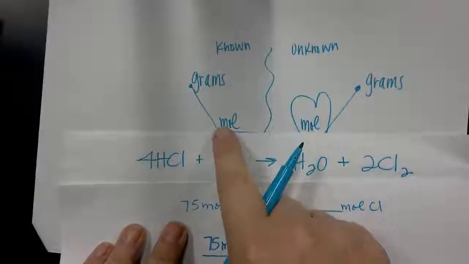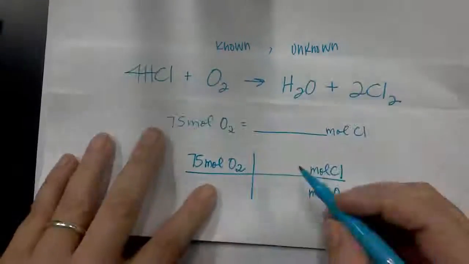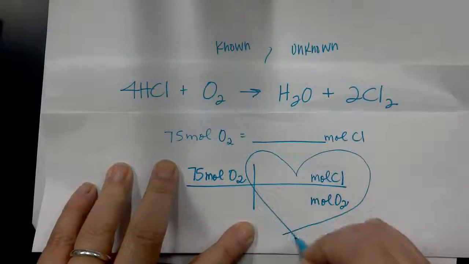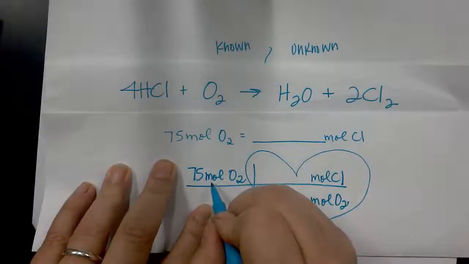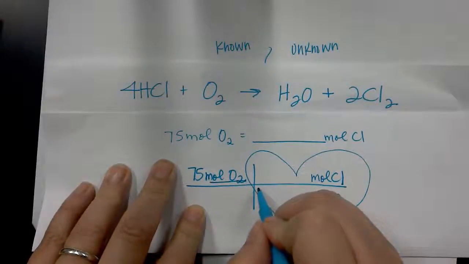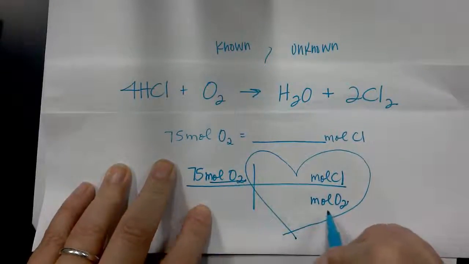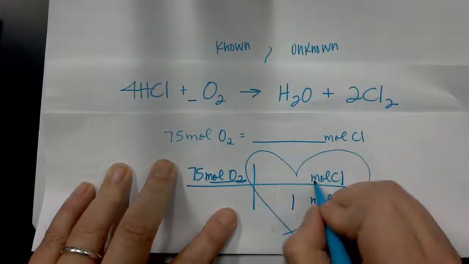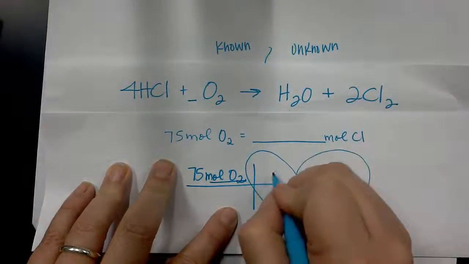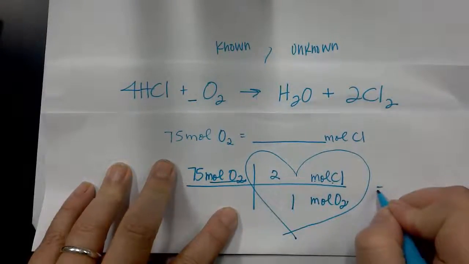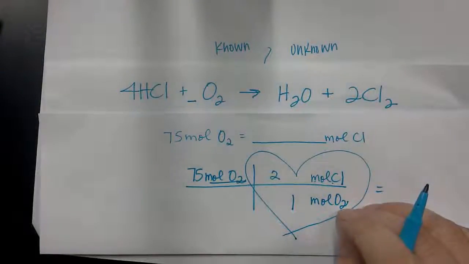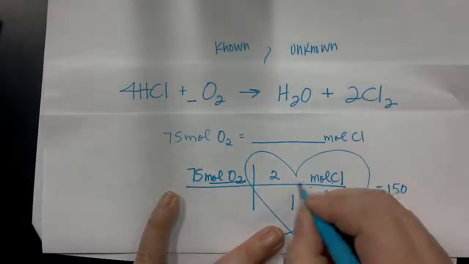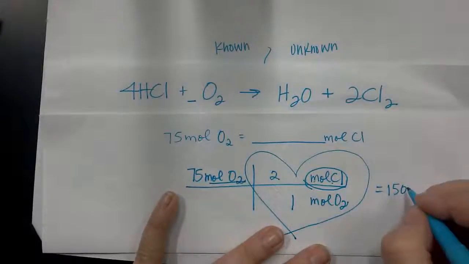Looking back up here, the second mole, it's in the heart. The unknown moles are always in the heart. So we're going to take this amount. Where the moles of O2 is, you're going to look up here. There's not a number there, which means it's a 1. Where the moles of Cl2 is, there's a 2. So all you're going to do is multiply 75 times 2, and you're going to get 150. And remember, you're going to use that top right-hand formula.